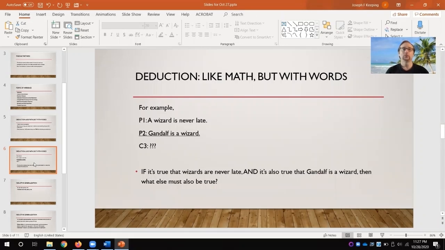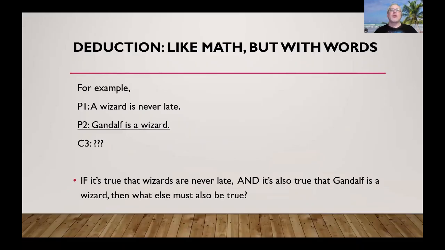Anybody? Yes, it must be true that Gandalf is never late. We say an argument is deductive when, if the premises are true, the conclusion must also be true. This is as opposed to non-deductive arguments, where the premises, if true, only make the conclusion likely to be true.